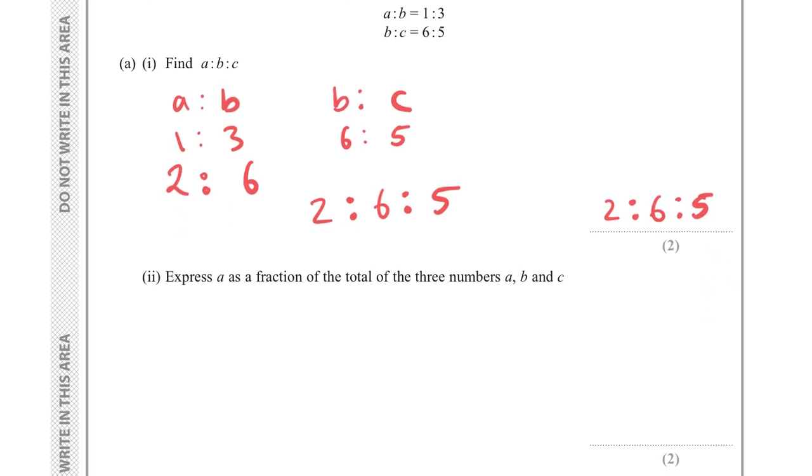And then A is a fraction of the total of the three numbers. So we've got 2 to 6 to 5. So to get the bottom number of that fraction, we add up all of these. Add them all up. So 2 plus 6 is 8, plus 5 is 13. And then how many of A? Well, if we look at it, it goes A, B, C. There are 2 for A. So it's 2 out of 13. Right, that's all it is.